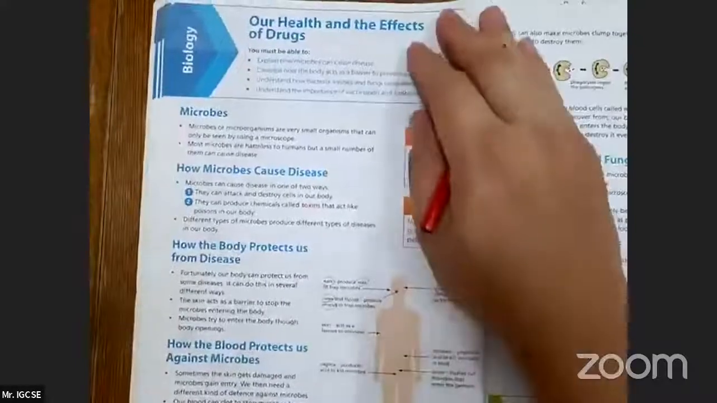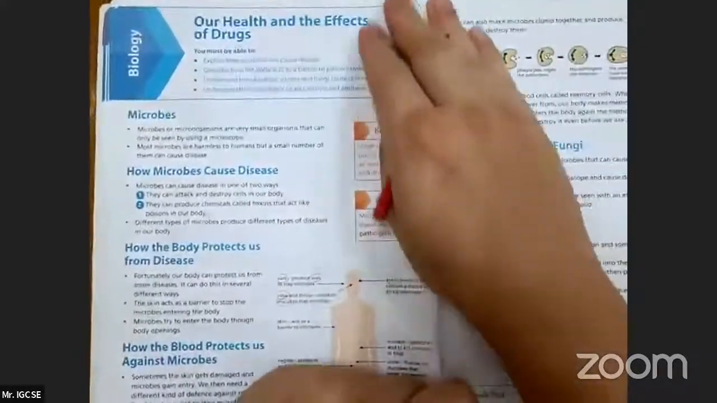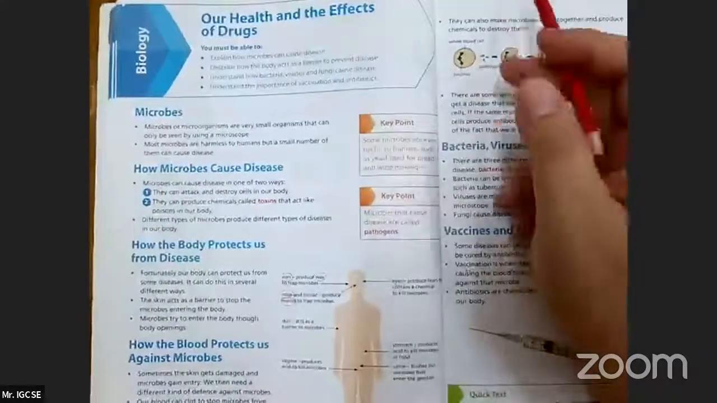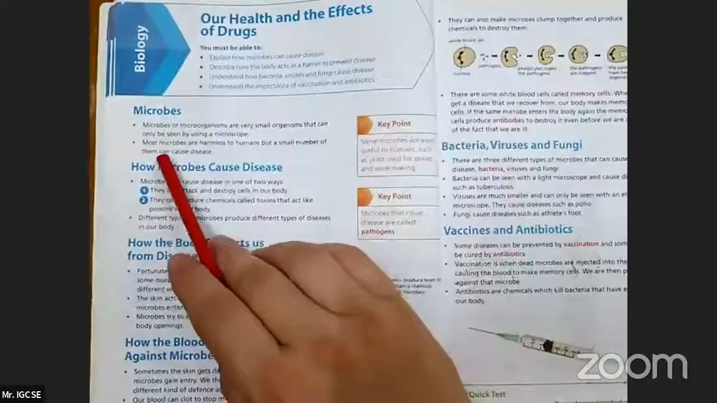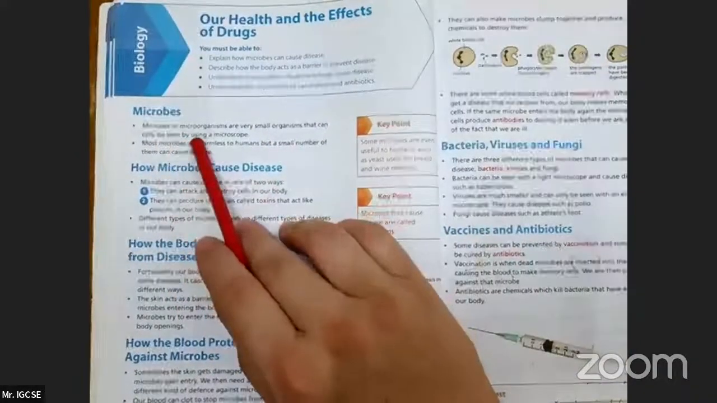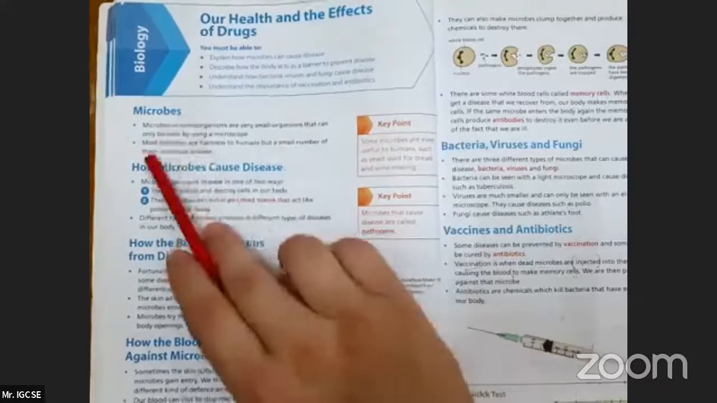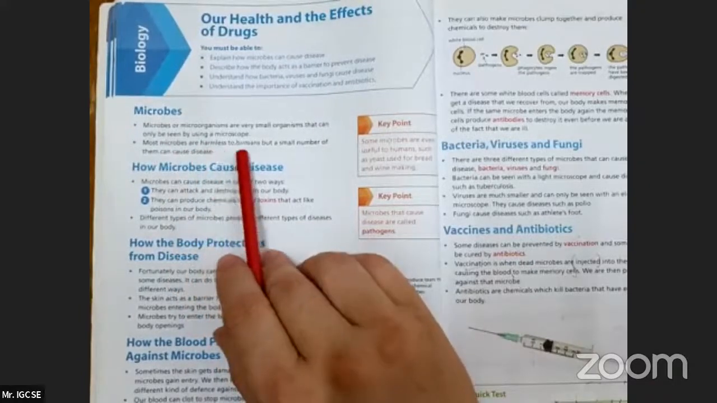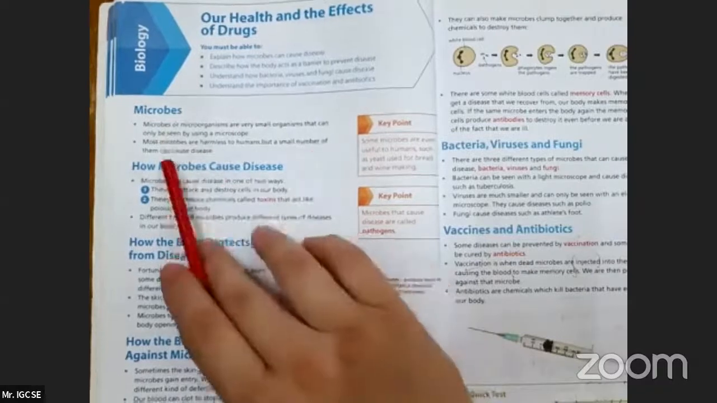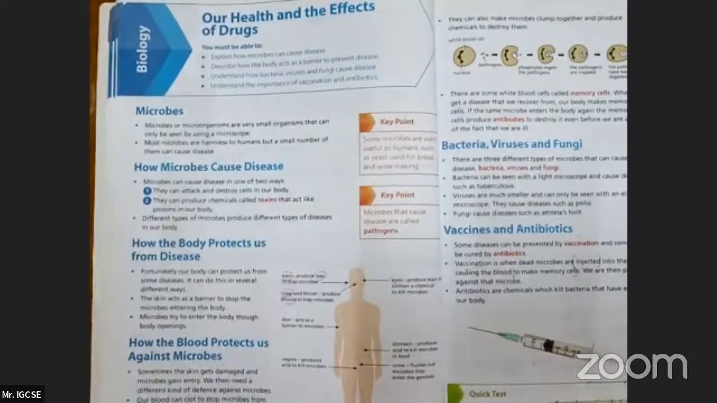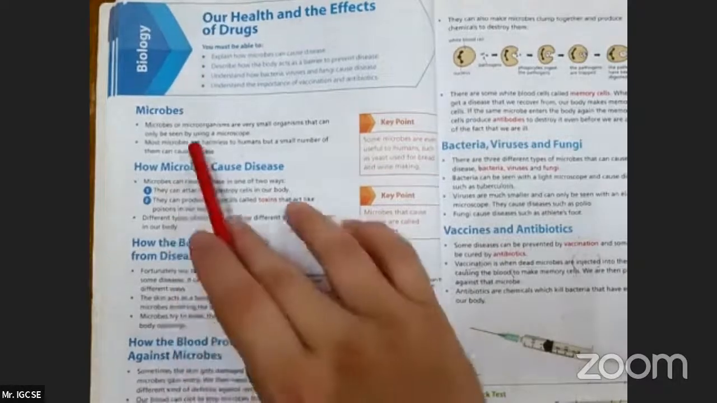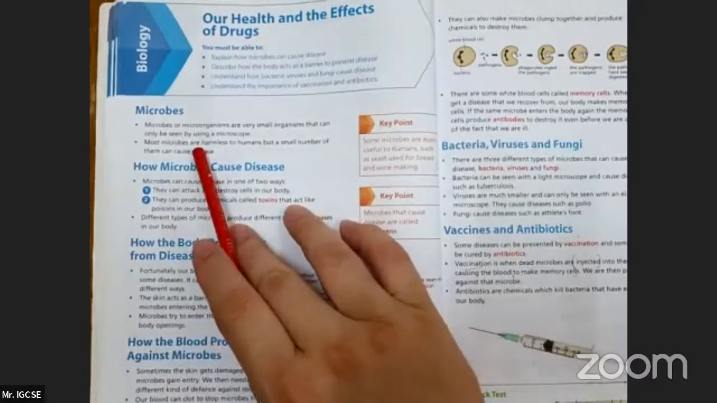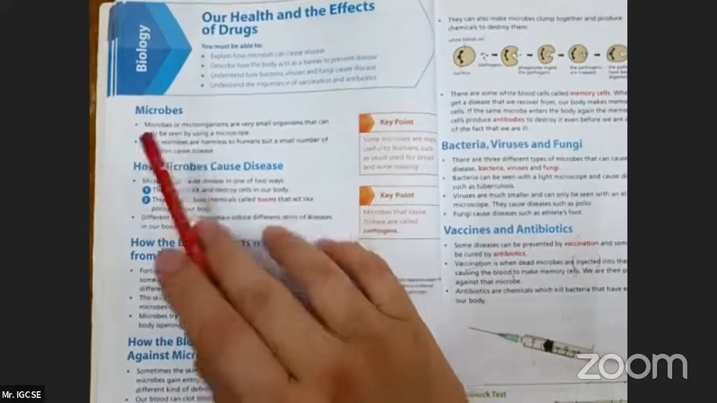Next, we also have microbes. Microbes and microorganisms are very small organisms that can be seen only using a microscope. Most microbes are harmless to humans, but a small number of them can cause disease. The good microbes include yeast for making bread and brewing wine and alcohol.